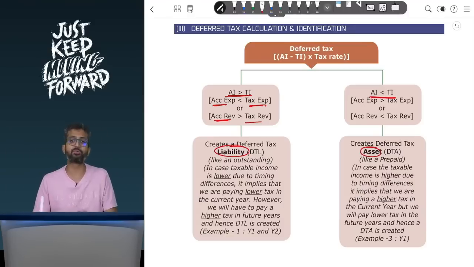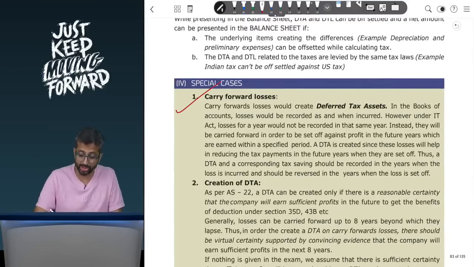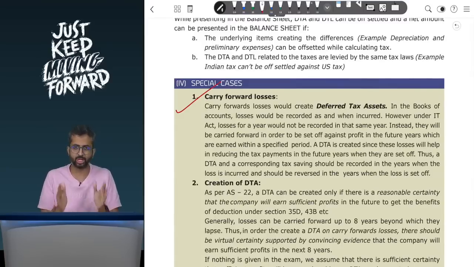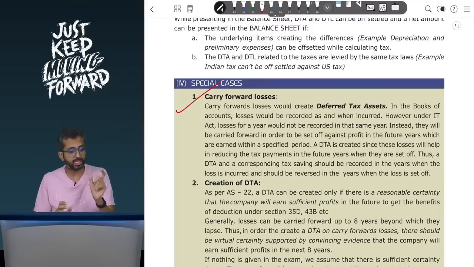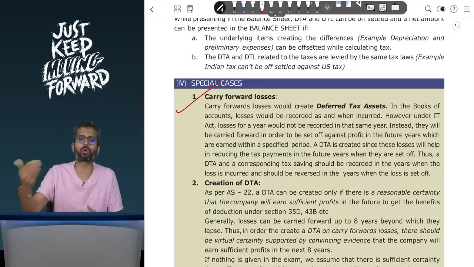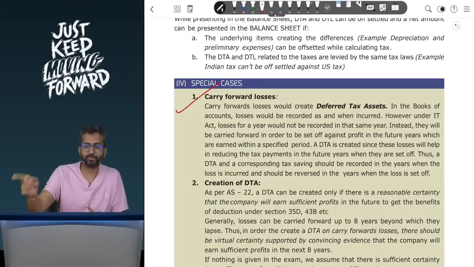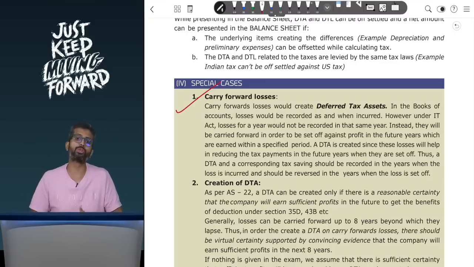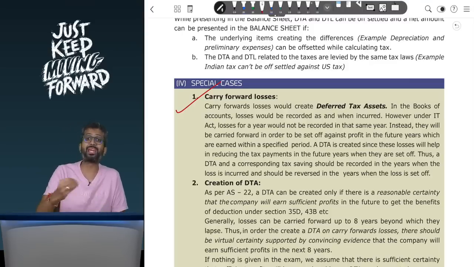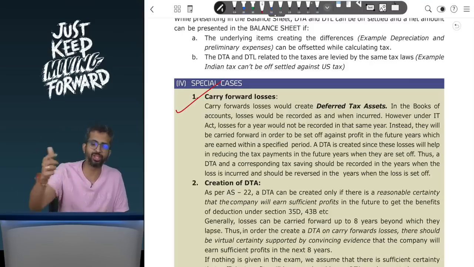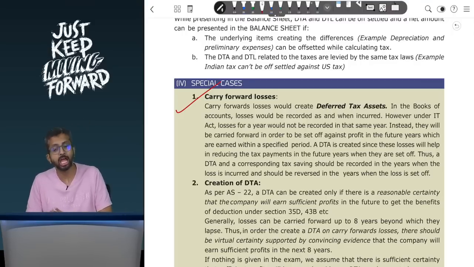A classic case of a deferred tax asset is carry forward losses. Remember, carry forward losses: in books, if there's a loss of 100 rupees, it gets recorded in the current year. In the next year, there is a profit of 100. In the books, next year there will be a profit of 100. But in income tax, if there's a loss of 100, it will be carried forward to the next year. When there's a profit, 100 minus 100, 0 rupees will be shown in the income tax return of the second year. So carry forward loss helps you in paying lesser tax in the future years when you get that as a deduction. And hence, carry forward losses create a deferred tax asset.